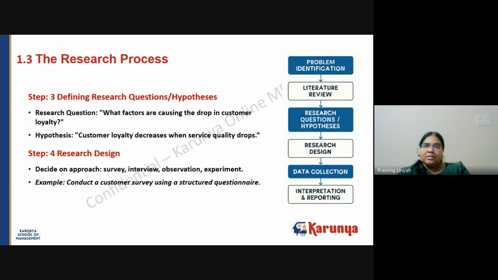This step will lead to research design, right? So we design how to collect data that answers our question and tests our hypothesis. Here again, the research design is a very important phase in the market research process. Imagine deciding between surveys, interviews, or observation. For a retail store, conducting a customer survey using a structured questionnaire is possible, right?